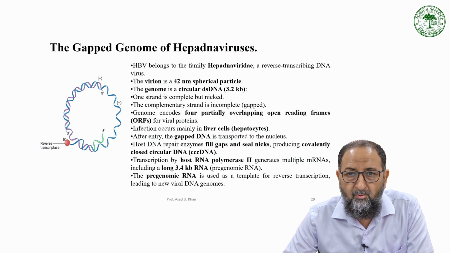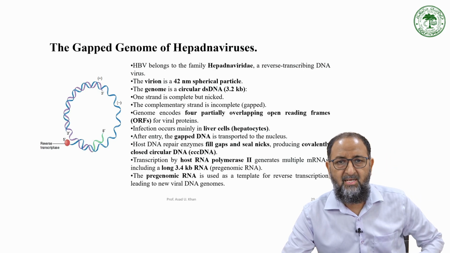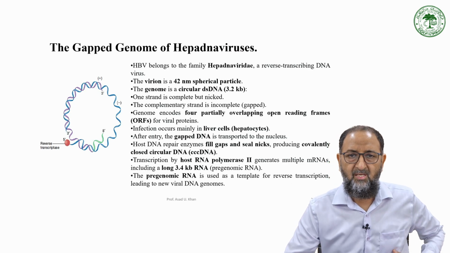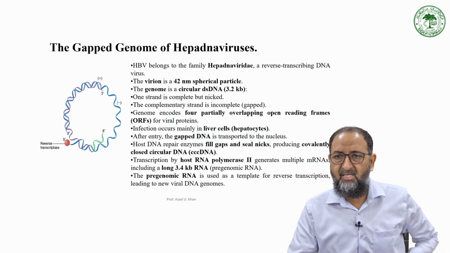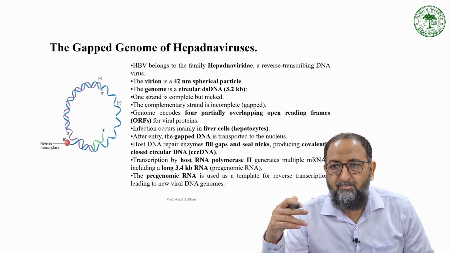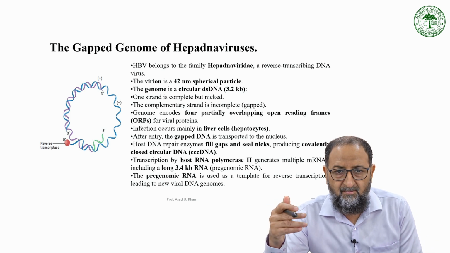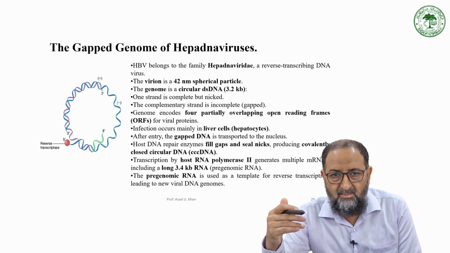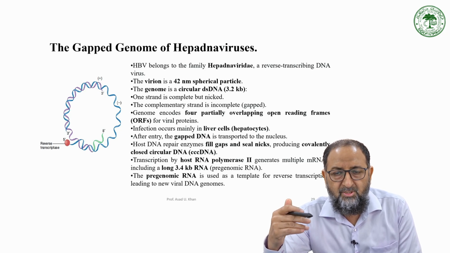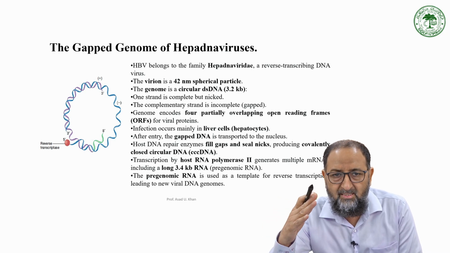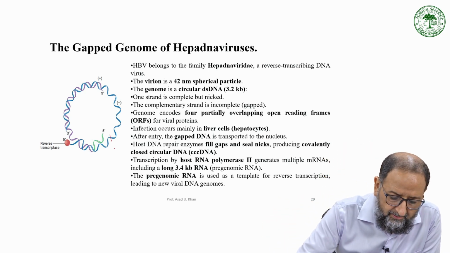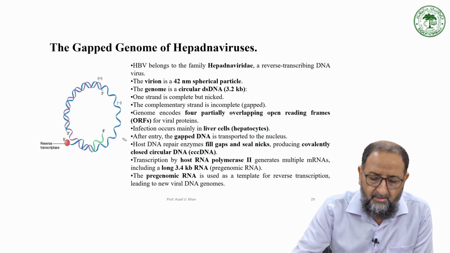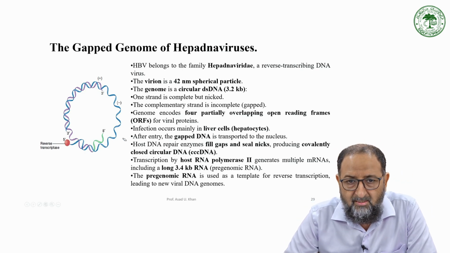Now, the gapped genome of the hepatitis B virus, which belongs to the family Hepadnaviridae, is a reverse transcribing DNA virus. Now, the virion is a 42 nanometer spherical particle. The genome is circular double-stranded DNA. One strand is complete but nicked, meaning slightly nicked, like here.